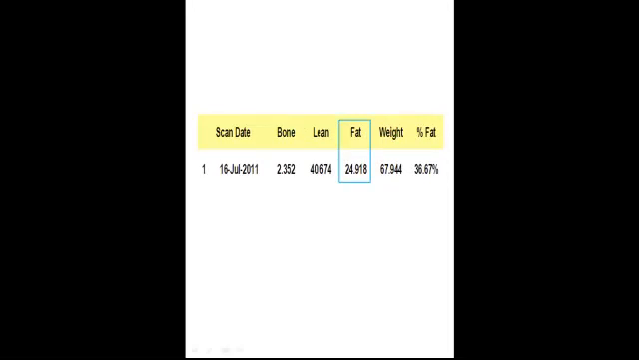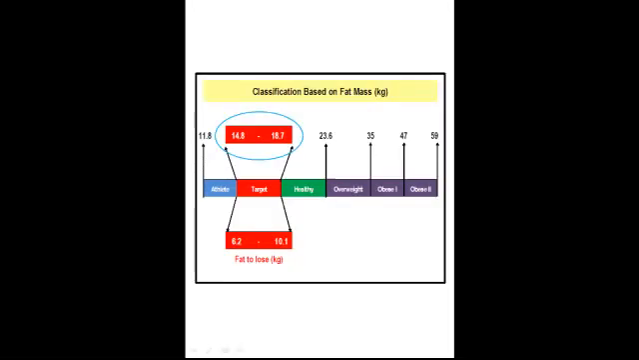You can see that this lady is currently carrying 24.9 kilograms of fat. I think she should be carrying anywhere between, say, 14.8 and up to 18.7 kilograms of fat. This target is based on her height, so the taller you are, the greater your surface area, and therefore the more fat that you should be allowed to carry, and vice versa, and also her sex, so females genetically carry more fat than males.